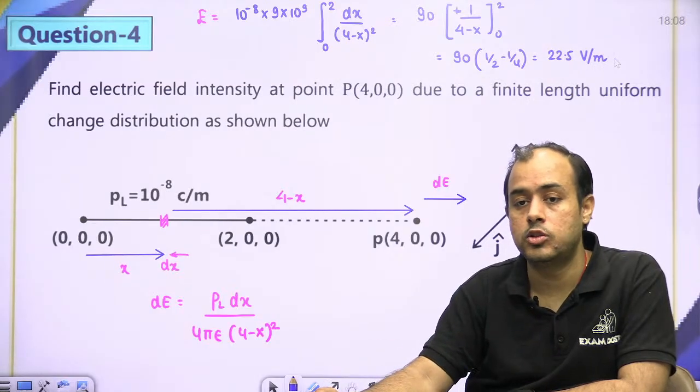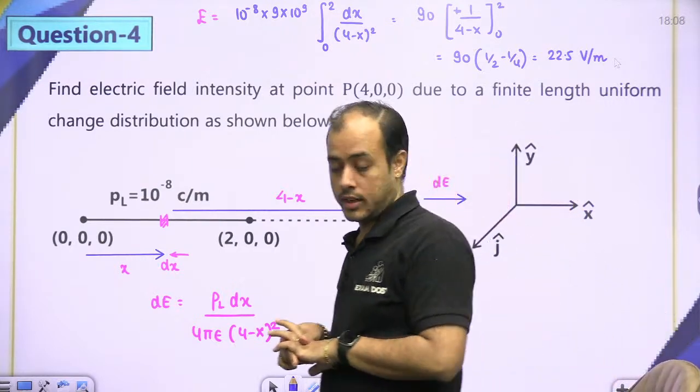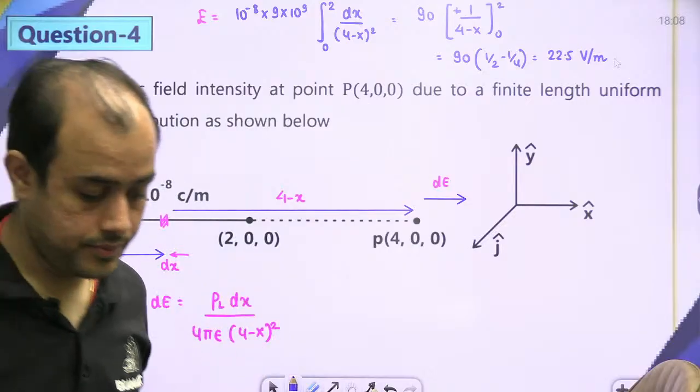कंफर्म करो एक बारी, 22.5 आ रहा है क्या? कंफर्म दिस वन. 22.5 आ रहा है क्या भाई?